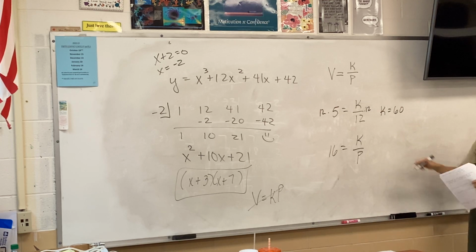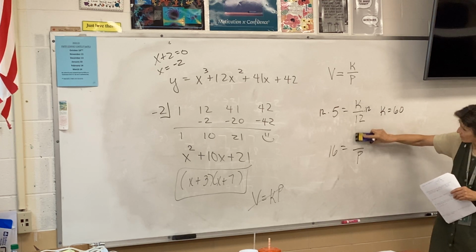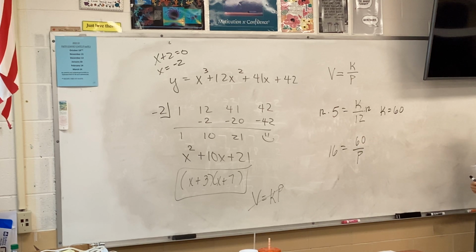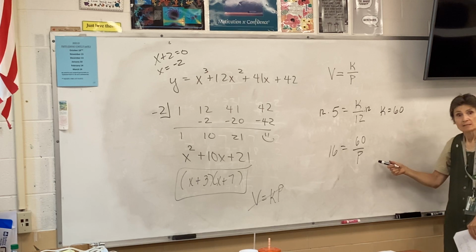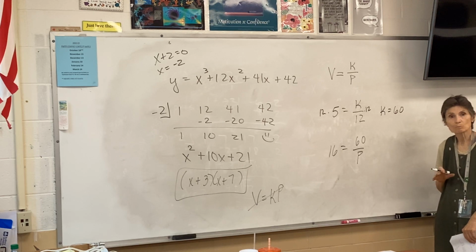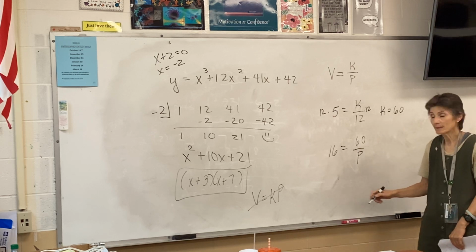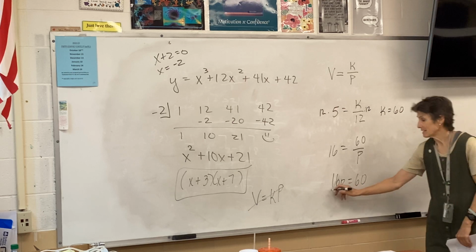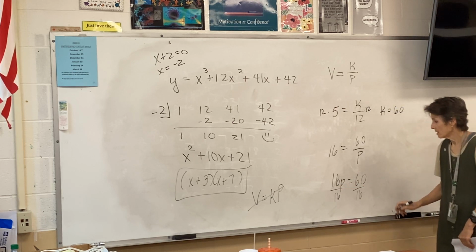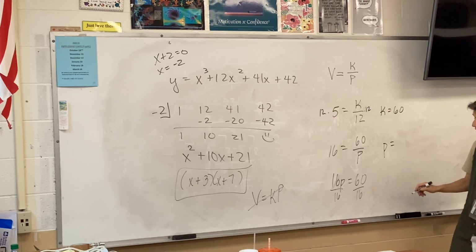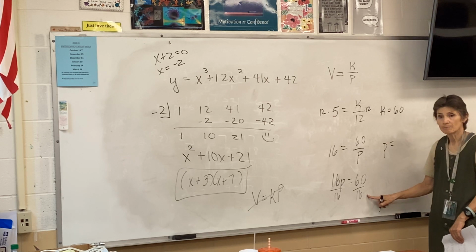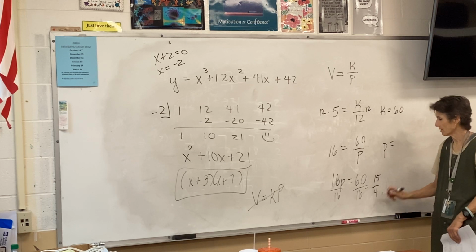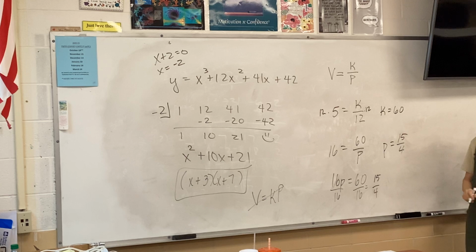Now, the good news is I already know K is 60, so I'm going to put 60 right there. Now I need to solve that. So just do it in 2 steps and save yourself some trouble. Multiply both sides by P, so 16P equals 60, and then divide by 16. So P ends up equaling 60 over 16, which is reducible. Let's see, 4s would be 15 over 4. That's your answer, 15 over 4.